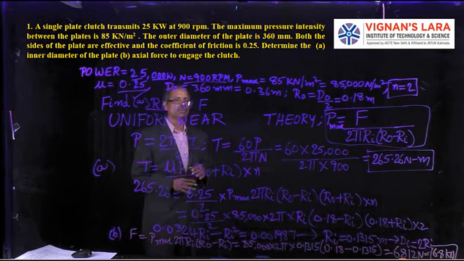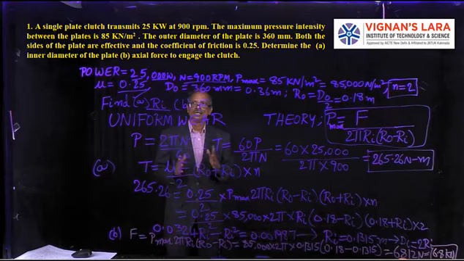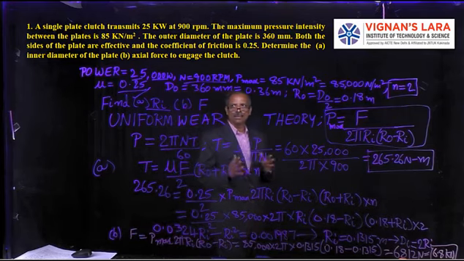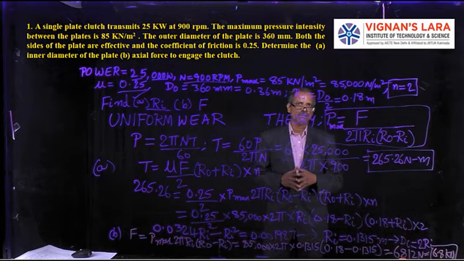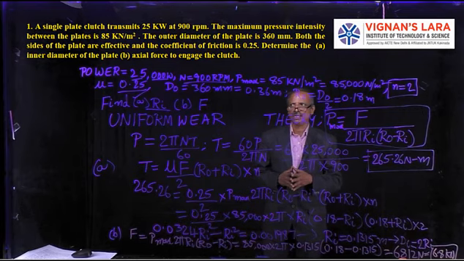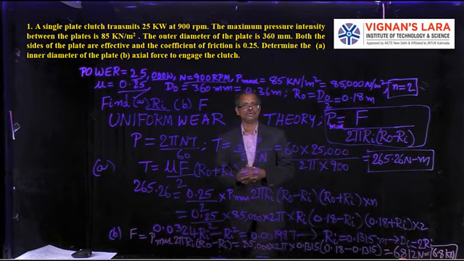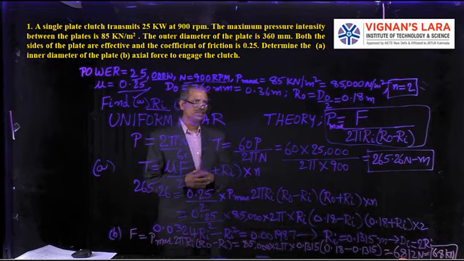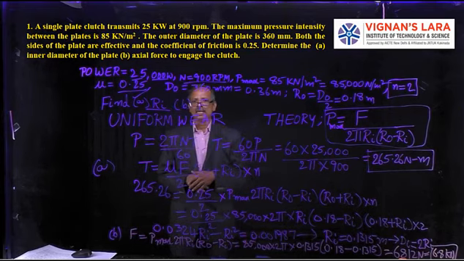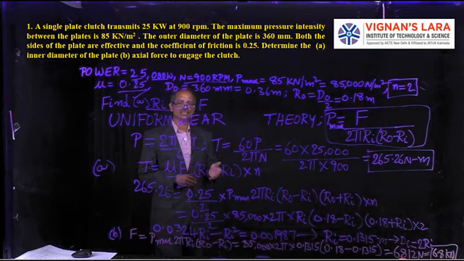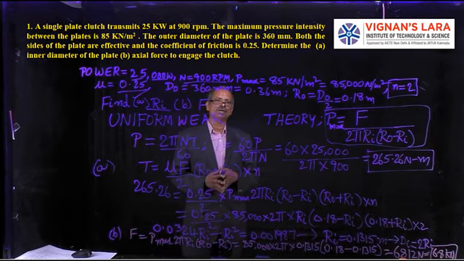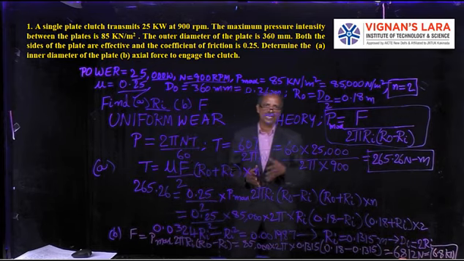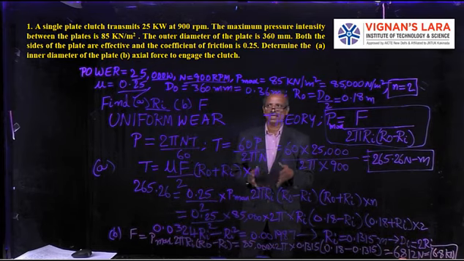Let me repeat in 2 minutes the problem we have solved. Here the problem was given like this: a power of 25 kilowatts at a speed of 900 rpm with a pressure maximum of 85 kilonewton per meter square, with a coefficient of friction 0.25 and outer diameter 360 mm, is used for a clutch with two surfaces. Both surfaces are active. You are supposed to find out the inner radius as well as the amount of the friction force, that is axial force, transmitted by the clutch.